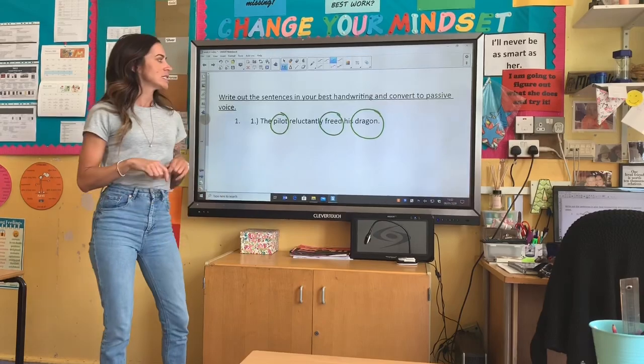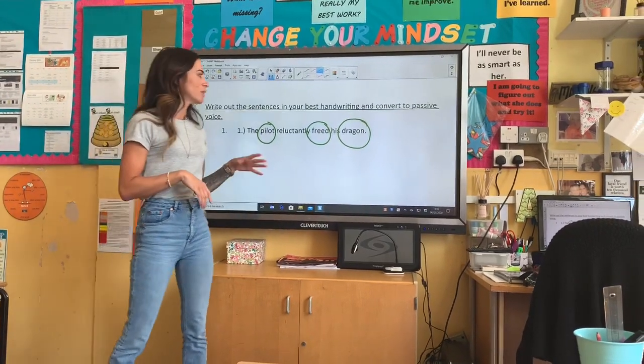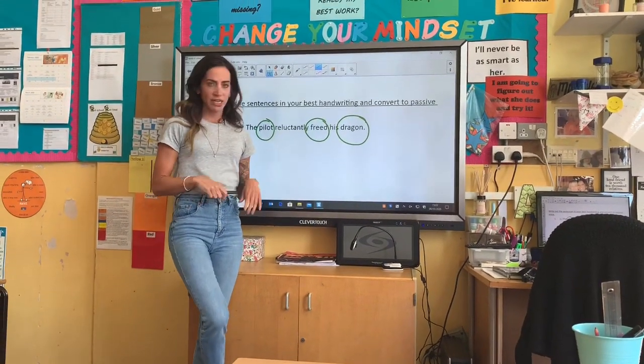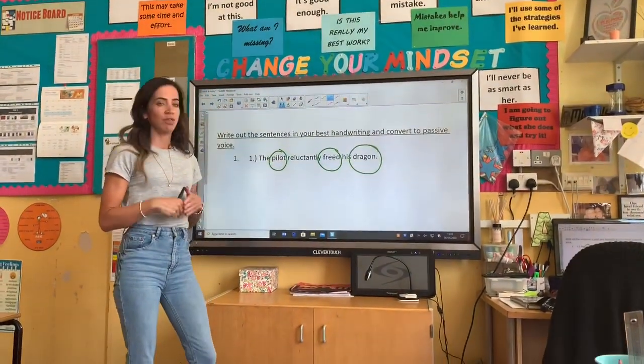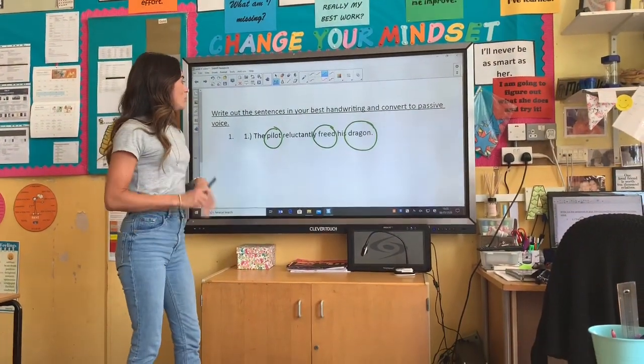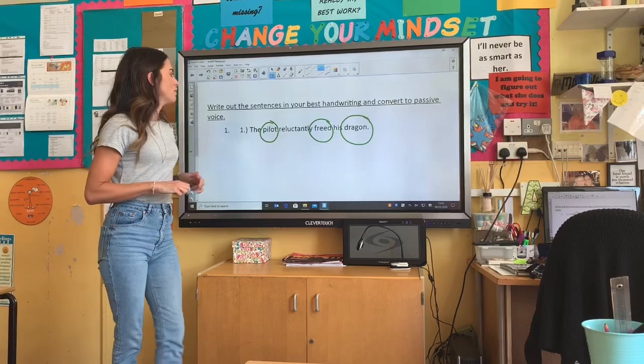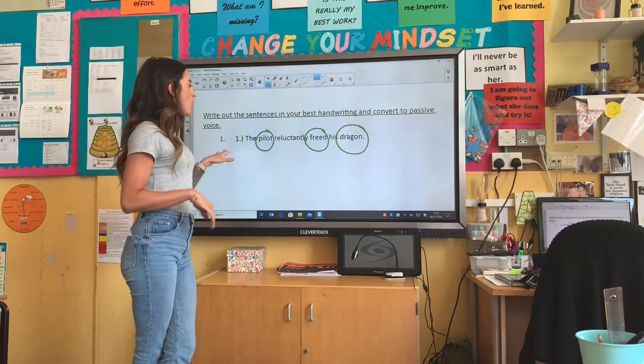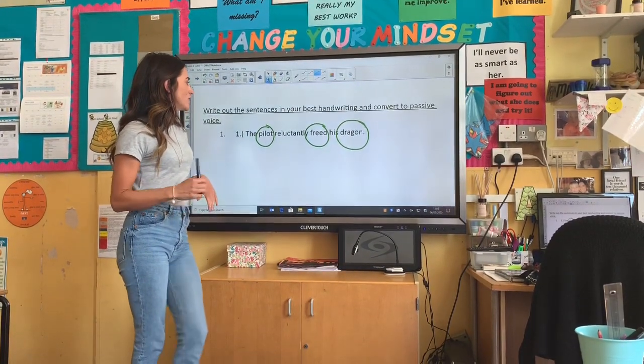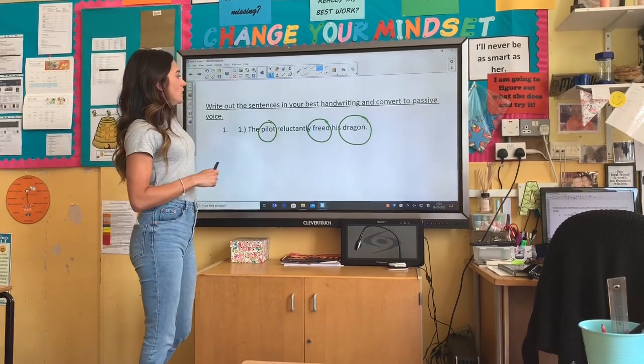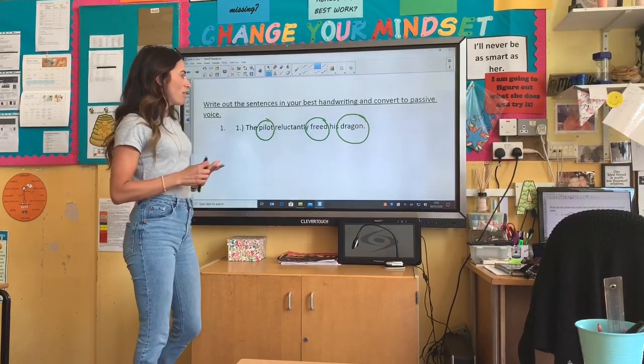But when you have a sentence that is written in passive voice, you always begin the sentence with your object noun. And also, you need to have the word by in it. So for example, this sentence, the pilot reluctantly freed his dragon, we would bring our object noun to the beginning of the sentence. So it would read, the dragon was reluctantly freed by the pilot.